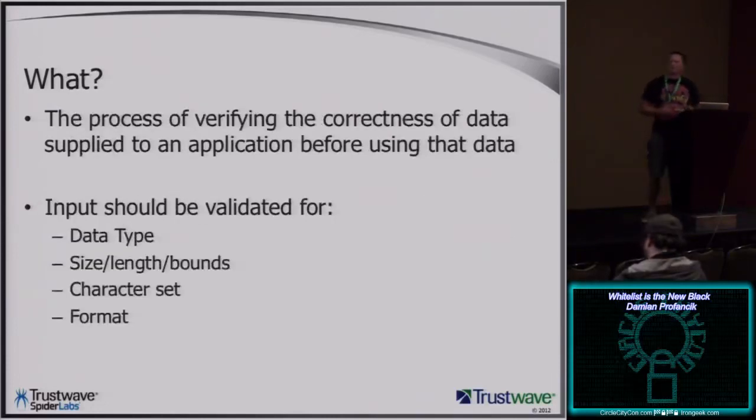Basically, it's the process of verifying that the data you're getting in is the data you expect, versus just trying to find all the bad things in what you're getting from the user. You should be looking at the data type: is it what you're expecting, is it a number, for example? Is it too long? That's the cause of your buffer overflows and things like that. Is it the right character set, because that can mess with encoding and ways to bypass it. And is it in the right format you expect, for data sanity?